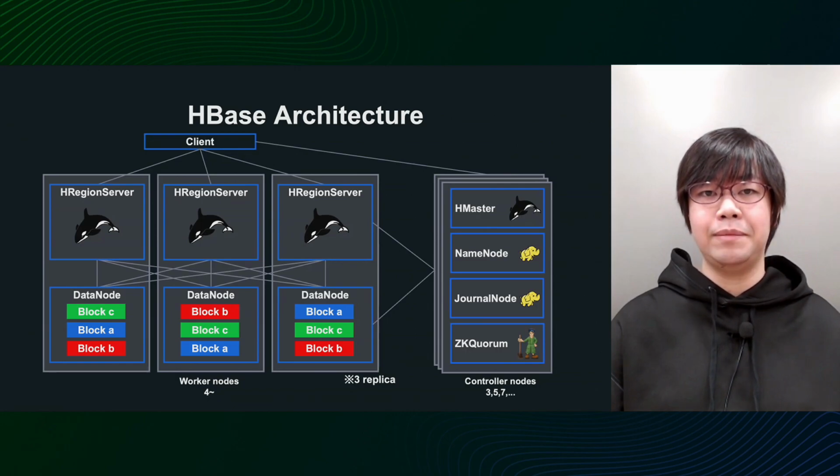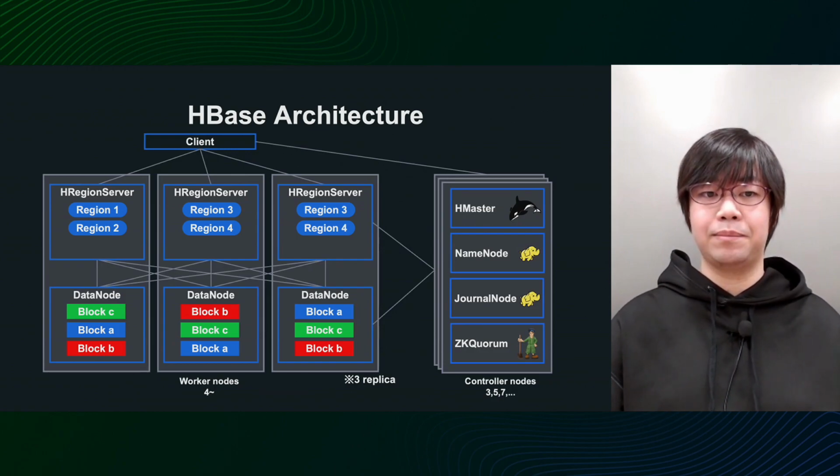HMaster and HRegionServer are daemons of HBase, and HMaster runs on the controller node and RegionServer runs on the worker node. Region is a unit that horizontally divides HBase tables, and HMaster allocates each region to a RegionServer. The client sends requests to the RegionServer that is allocated the region that holds the data they want to access. Each region server accesses the blocks on the data node as needed and responds to the request from the client.